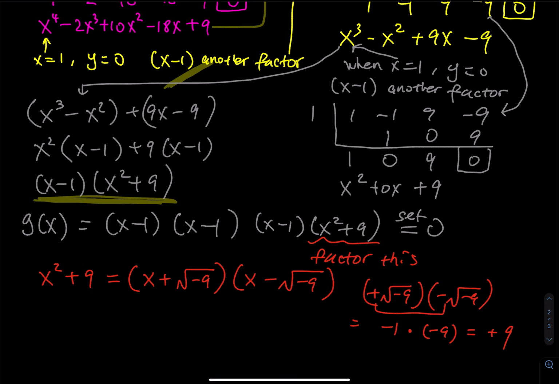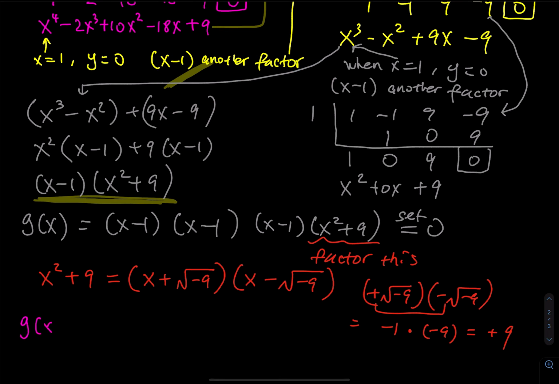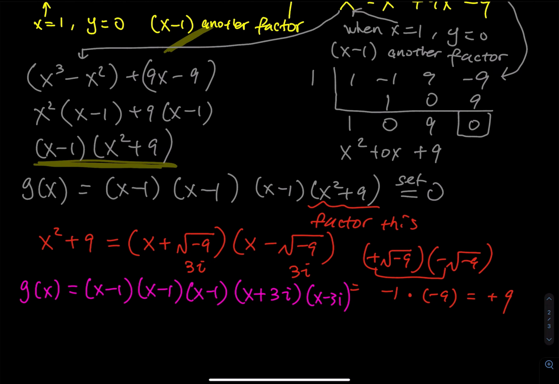Okay, so now let's factor completely. So to factor completely, I'm going back to my original color. So you have x minus 1, basically three times, right? X minus 1, x minus 1, x minus 1, and then you have x plus the square root of negative 9. Okay, the square root of negative 9, what is this? The square root of 9 is 3. Square root of negative 1 is i. So this is 3i, right? Okay, so you have x plus 3i and then x minus 3i. So this one is factored completely.